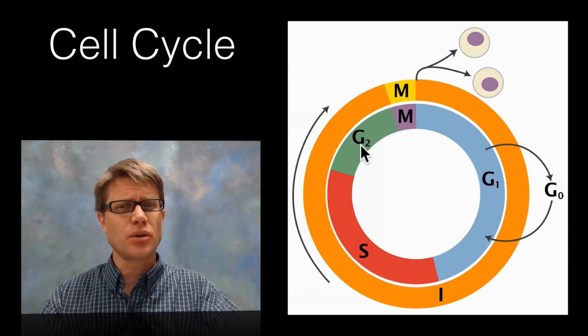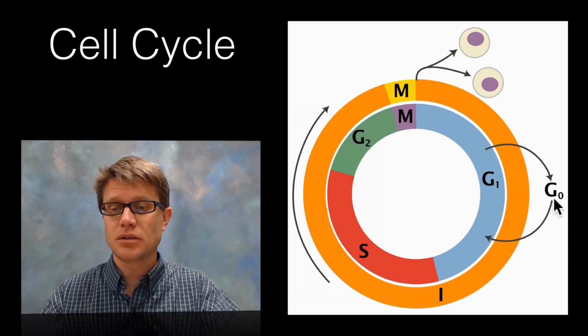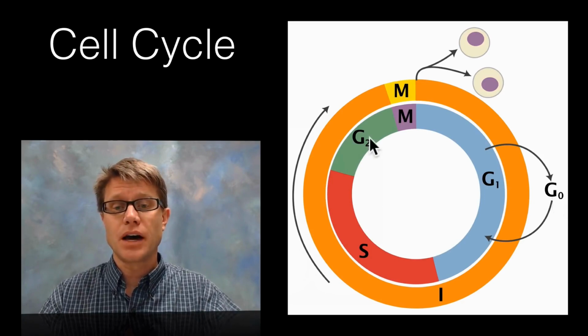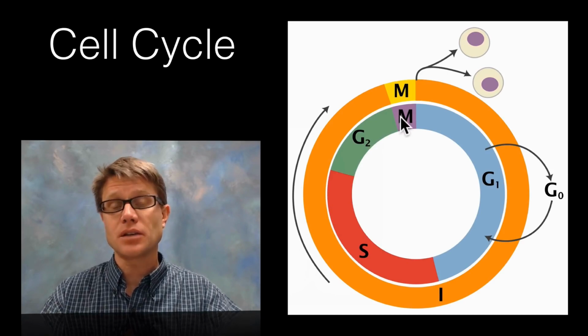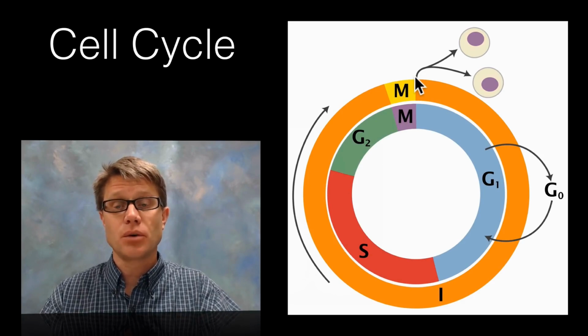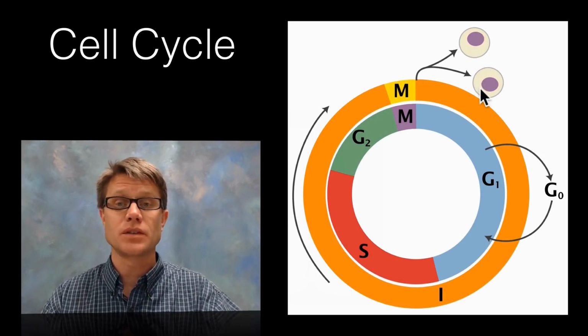Now, some cells don't go through this. They don't copy themselves, like nerve and muscle cells. And so they enter into what's called a G0 phase. They never divide. But if you are going to divide after the G2 phase, then you go into what's called the M phase. And that's the mitosis, where we're dividing the nuclei. What do you get if you go through this whole cell cycle? You get two cells, and each of those independently go into their own cell cycle.